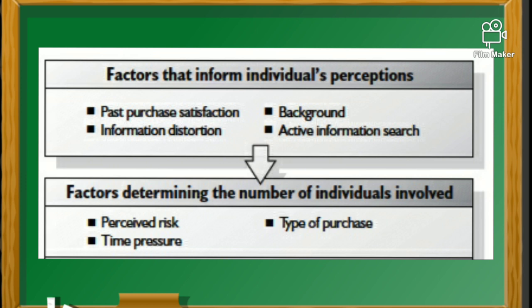And the second one, the factors determining the number of individuals involved. What is the time pressure, what type of purchase you are getting into, and what is the risk associated with this purchase, whether the raw material you have ordered reaches you on time to produce the ultimate final product. All this counts for your organization buying behavior.